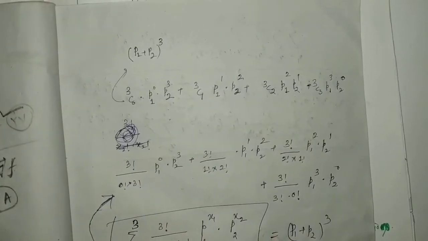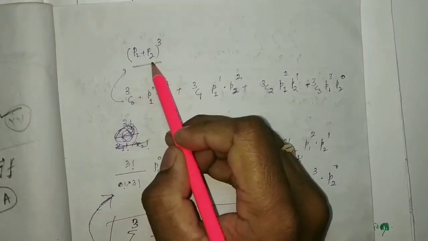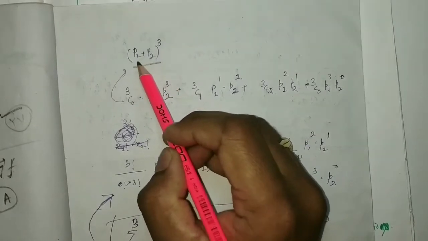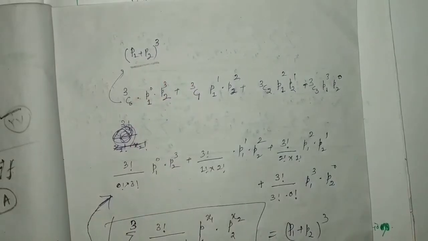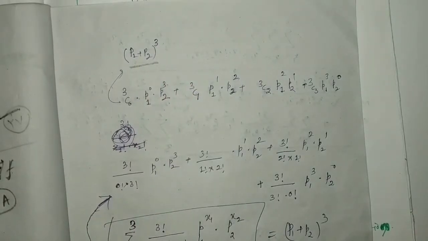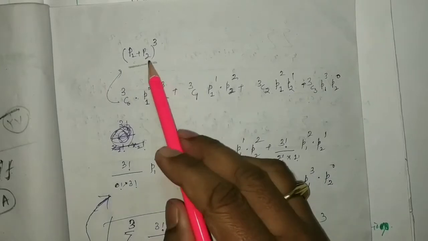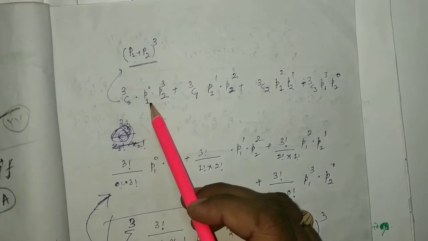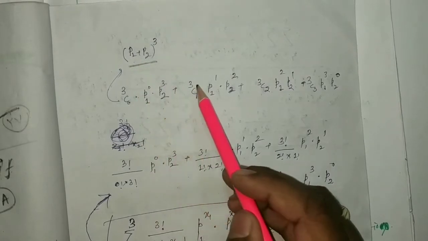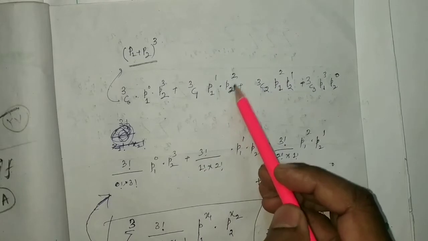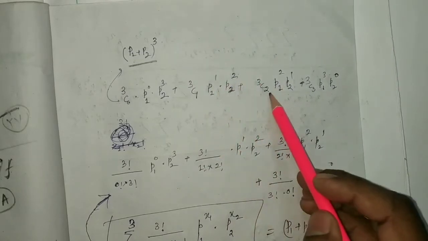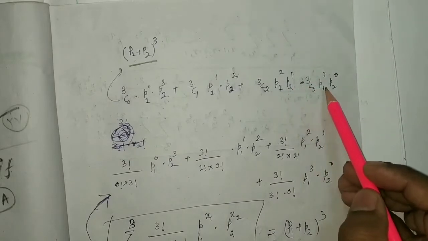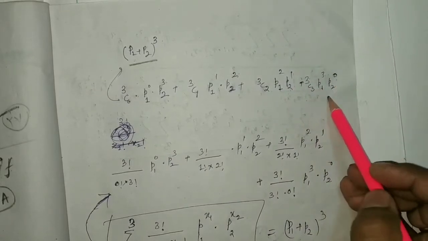Here I have the binomial theorem. Suppose I have (p1 plus p2) to the power 3. With the help of the binomial theorem, I can expand it: 3C0 p1 to the power 0, p2 to the power 3, 3C1 p1 to the power 1, p2 to the power n minus 1, that is 2, 3C2 p1 to the power 2, p2 to the power 1, and 3C3 p1 to the power 3, p2 to the power 0. That we know.